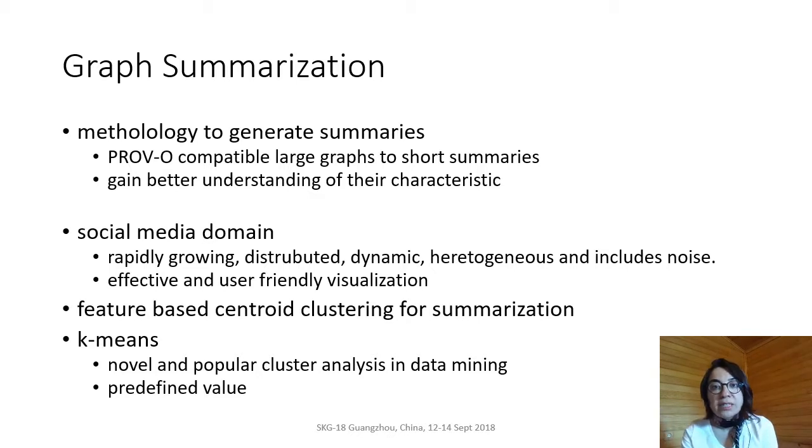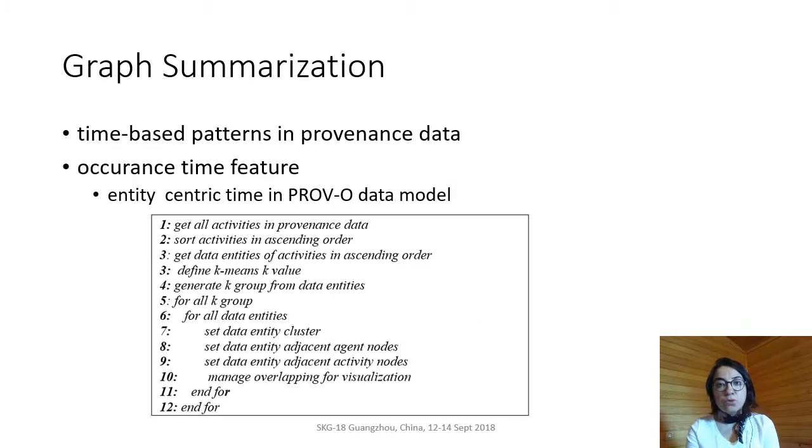The Prov-O data model defines agent, activity, and entity items and their attributes. For summarization, we focus on a feature-based centroid clustering approach. To illustrate the use of centroid-based clustering for summarization, we use the K-means algorithm, which is a novel and popular cluster analysis method in data mining, where the K number is predefined before summarization. To analyze the workflow and to find time-based patterns in provenance data for clustering nodes, we simply use the occurrence time feature defined by the Prov-O model.